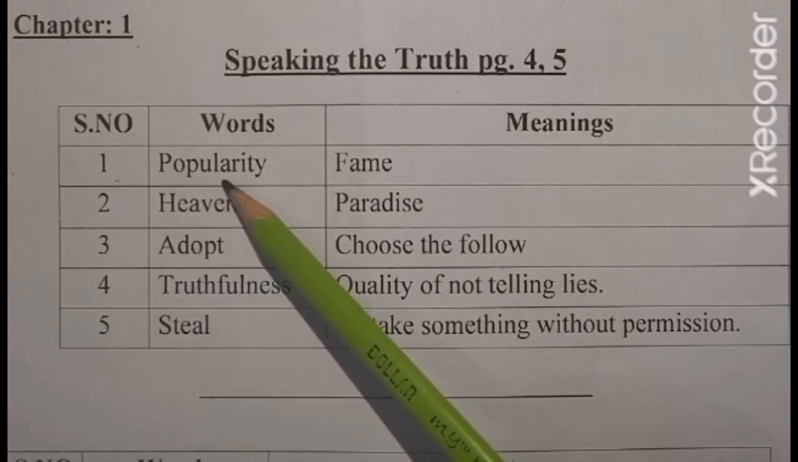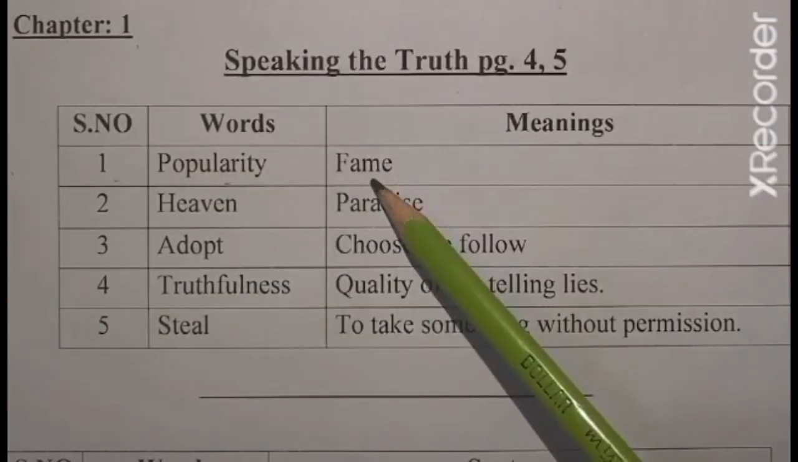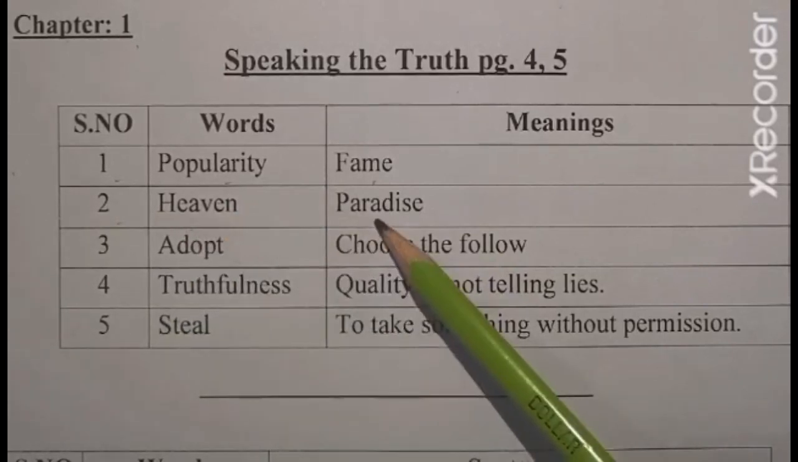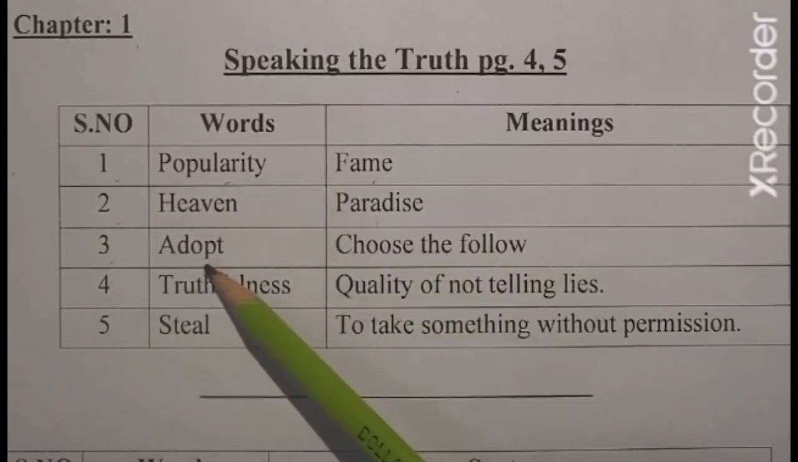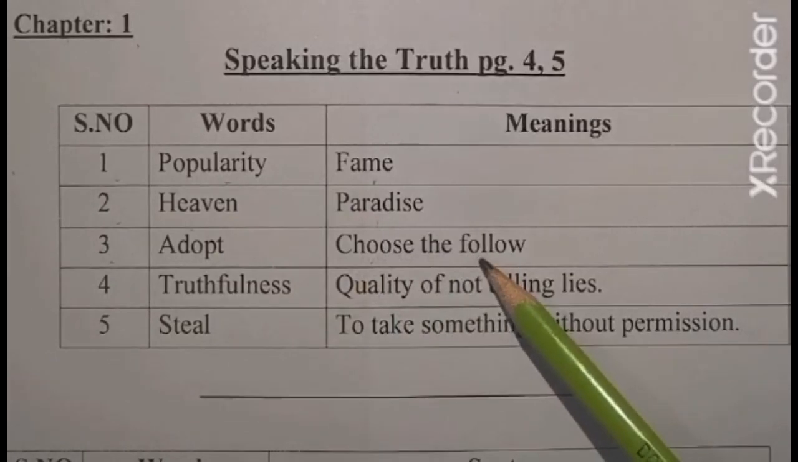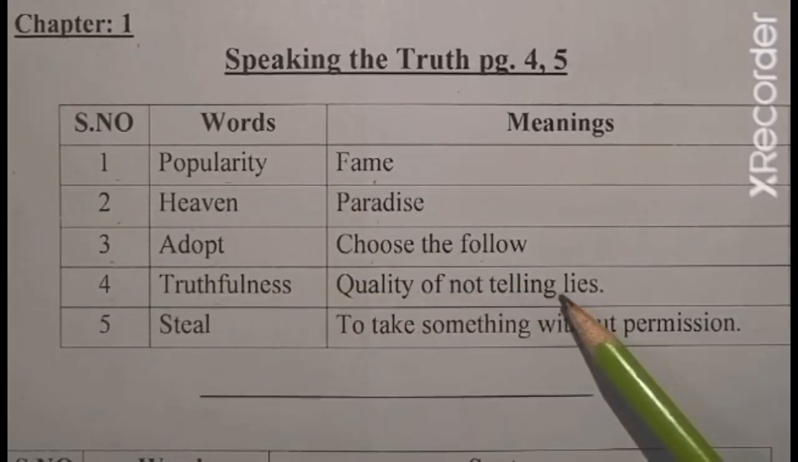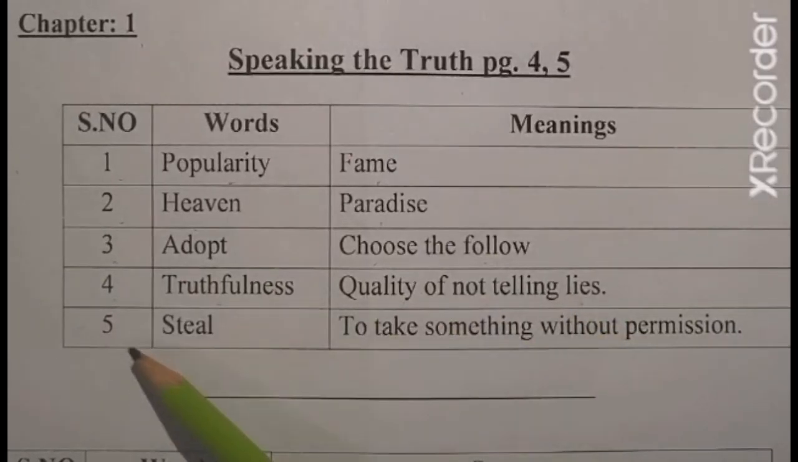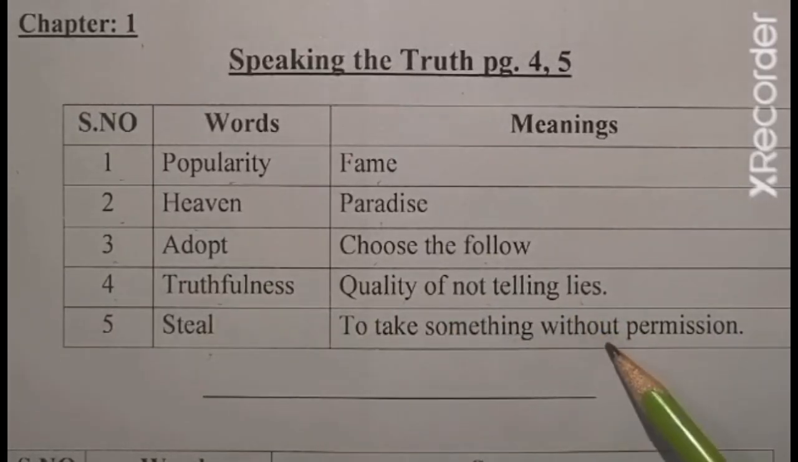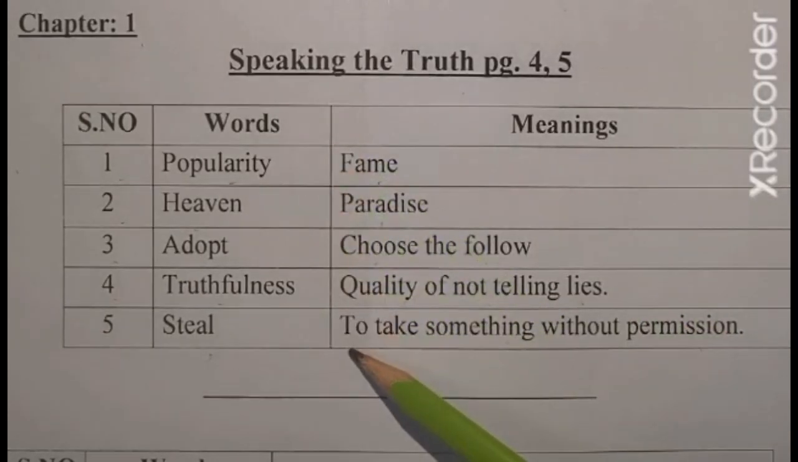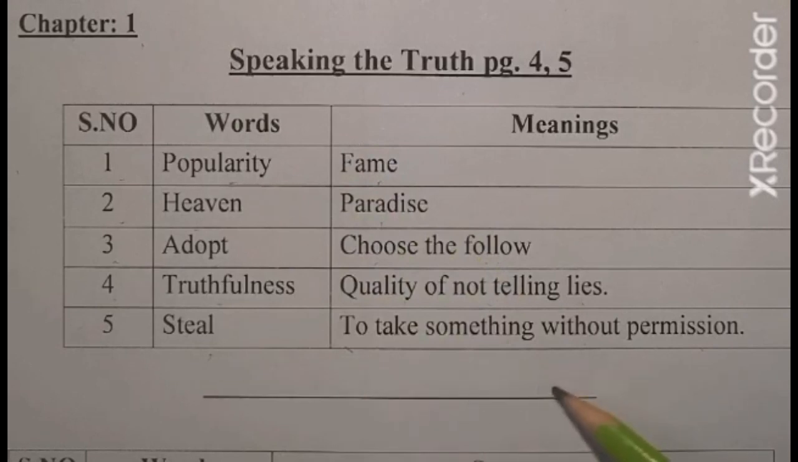Number 1 word is popularity, meaning fame. Number 2, heaven, meaning paradise. Number 3, adopt, meaning choose or follow. Number 4, truthfulness, quality of not telling lies. Number 5, steal, to take something without permission. After completing your words meaning, draw a finishing line if there is any space or any lines.